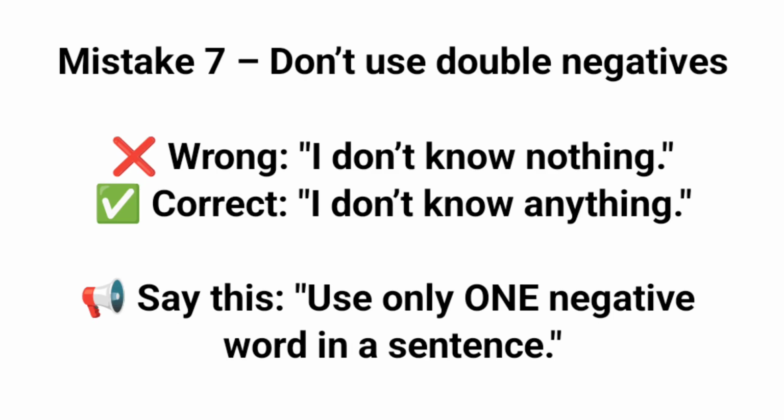Mistake 7. Don't use double negatives. Wrong, I don't know nothing. Correct, I don't know anything. Say this, use only one negative word in a sentence.